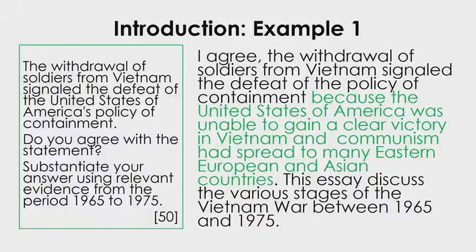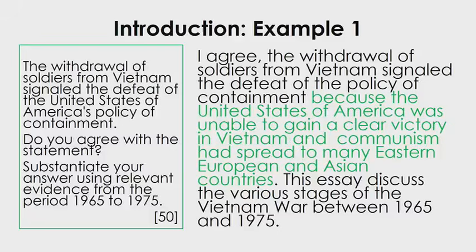The withdrawal of soldiers from Vietnam signaled the defeat of the policy of containment because the United States of America was unable to gain a clear victory in Vietnam, and communism had spread to many Eastern European and Asian countries. This essay discusses the various stages of the Vietnam War between 1965 and 1975.